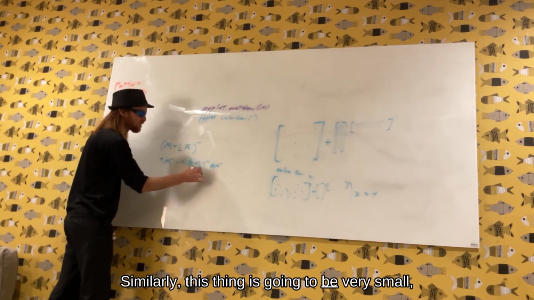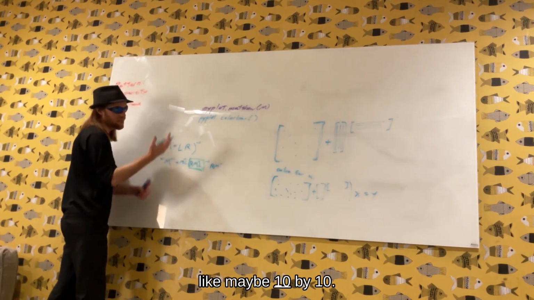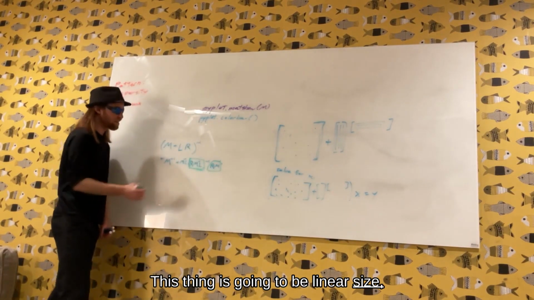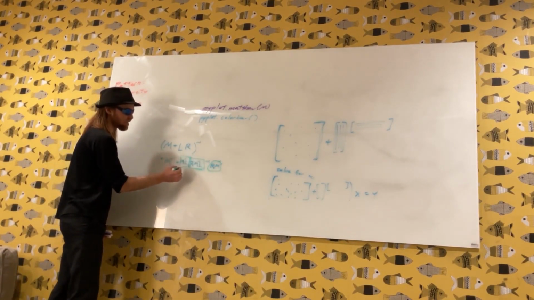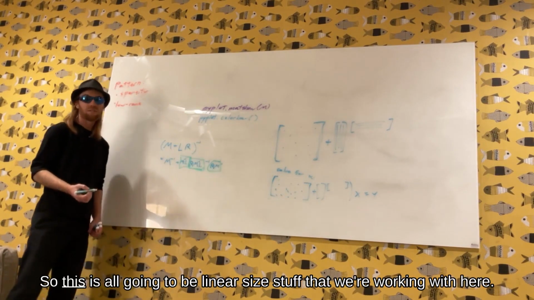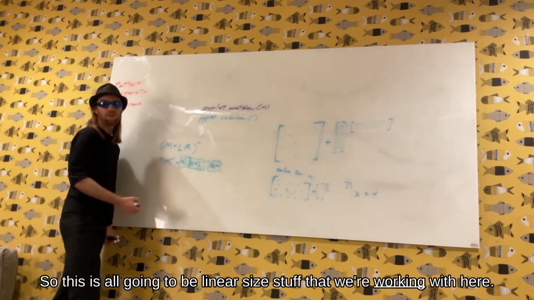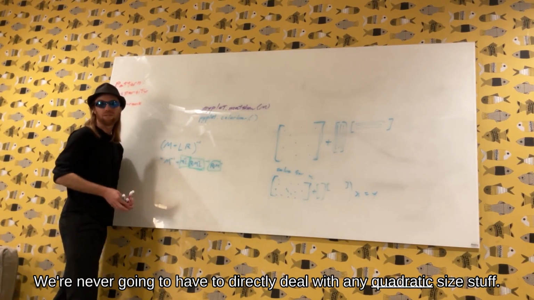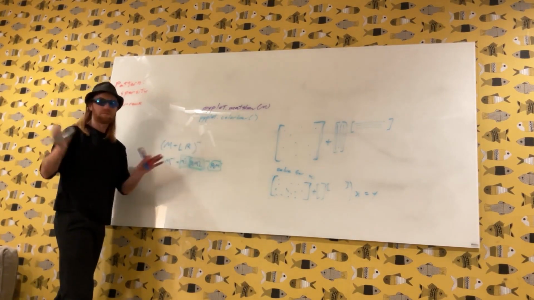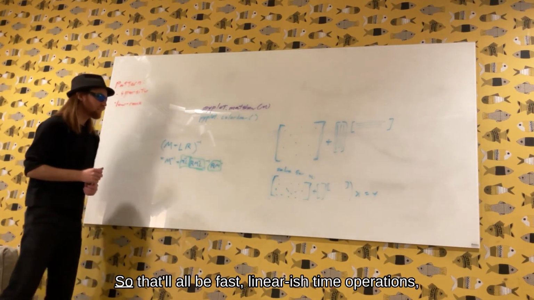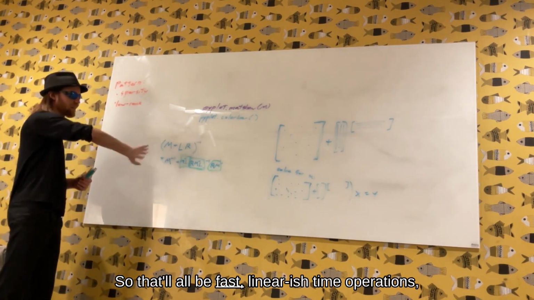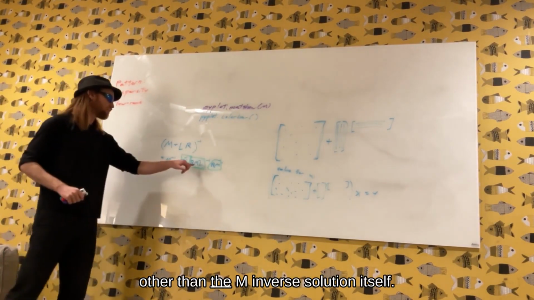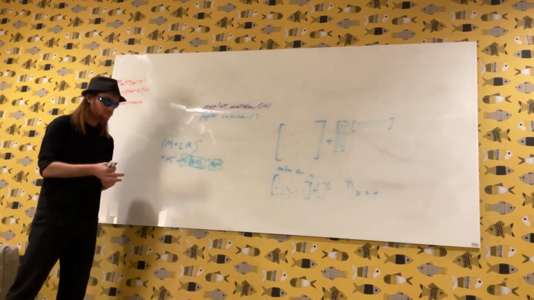Similarly, this thing is going to be very small, maybe 10 by 10. This thing is going to be linear size. This thing is going to be linear size. And you're dotting all of these together. So this is all going to be linear size stuff that we're working with here. We're never going to have to directly deal with any quadratic size stuff. So that'll all be fast linear-ish time operations, other than the M inverse solution itself.